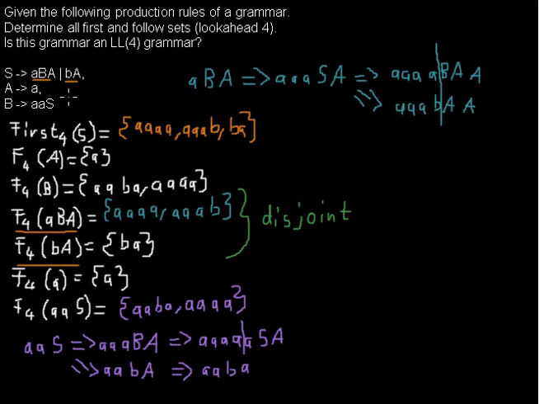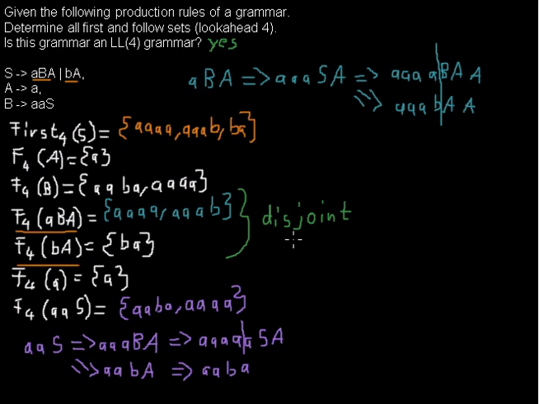And I don't need to check this for A, because A has only one rule, but all sets have to be disjoint. So all first sets that belong to right-hand sides of the same non-terminal rule have to be disjoint. And here it's the case. So that means, yes, it's an LL4 grammar, because you can derive strings of the length of 4 here which do not appear here, and vice versa. So this is indeed an LL4 grammar.